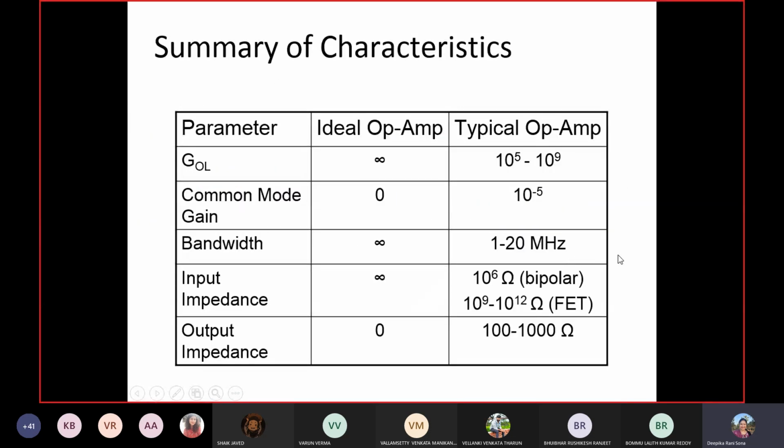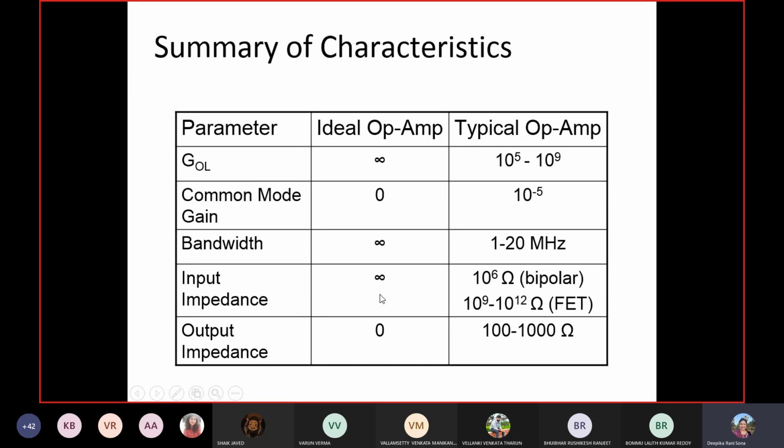Then the characteristics, or I can say the parameters, of the ideal and non-ideal, or typical, op-amp. Here is the summary. In short form, open loop gain is represented here as G, but in my notation I use A. For the ideal op-amp the open loop gain is infinite, but for the typical op-amp it is within the range of 10 to the 5 to 10 to the 9. Similarly, common mode gain is 0 for the ideal op-amp, while for the typical op-amp it is 10 to the minus 5. Bandwidth is infinite, but in a typical op-amp it is 1 to 20 megahertz.